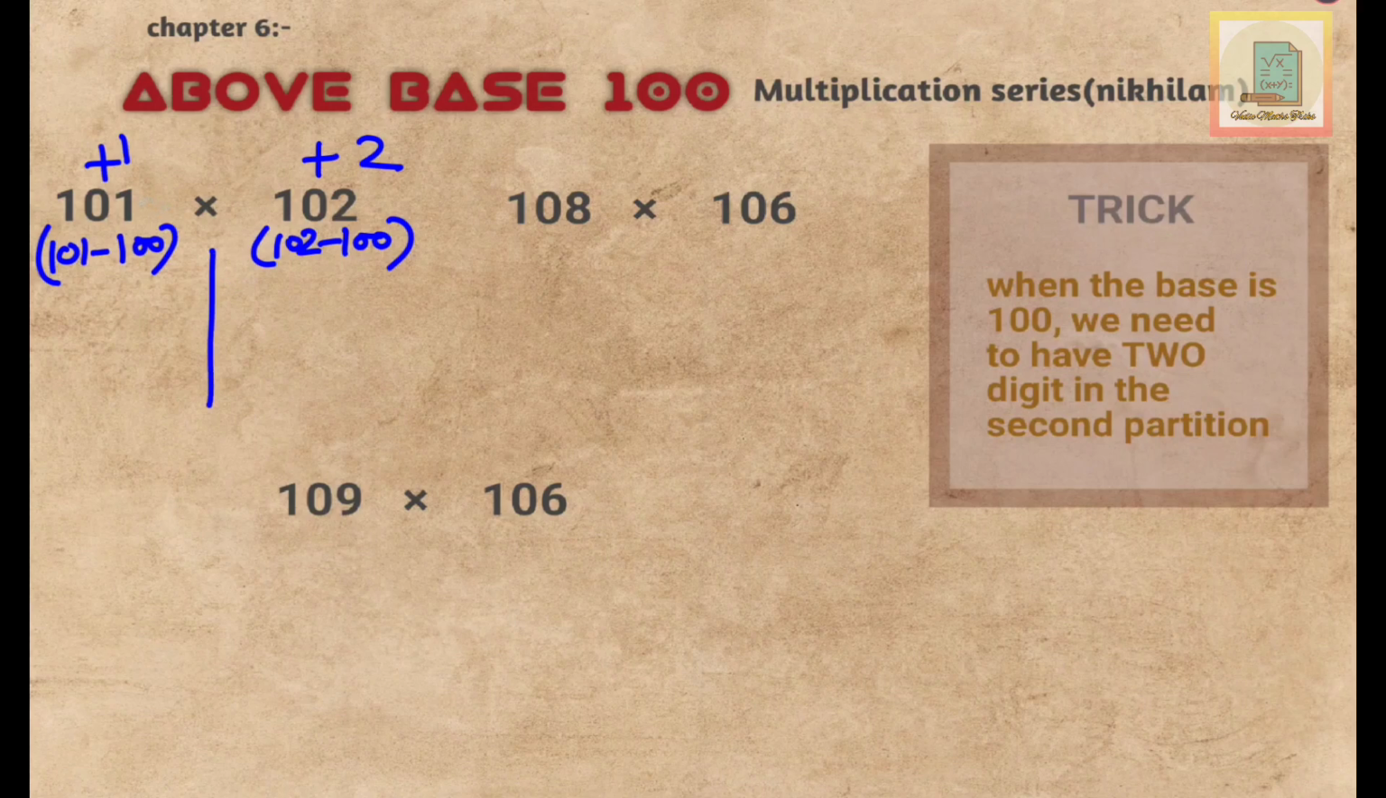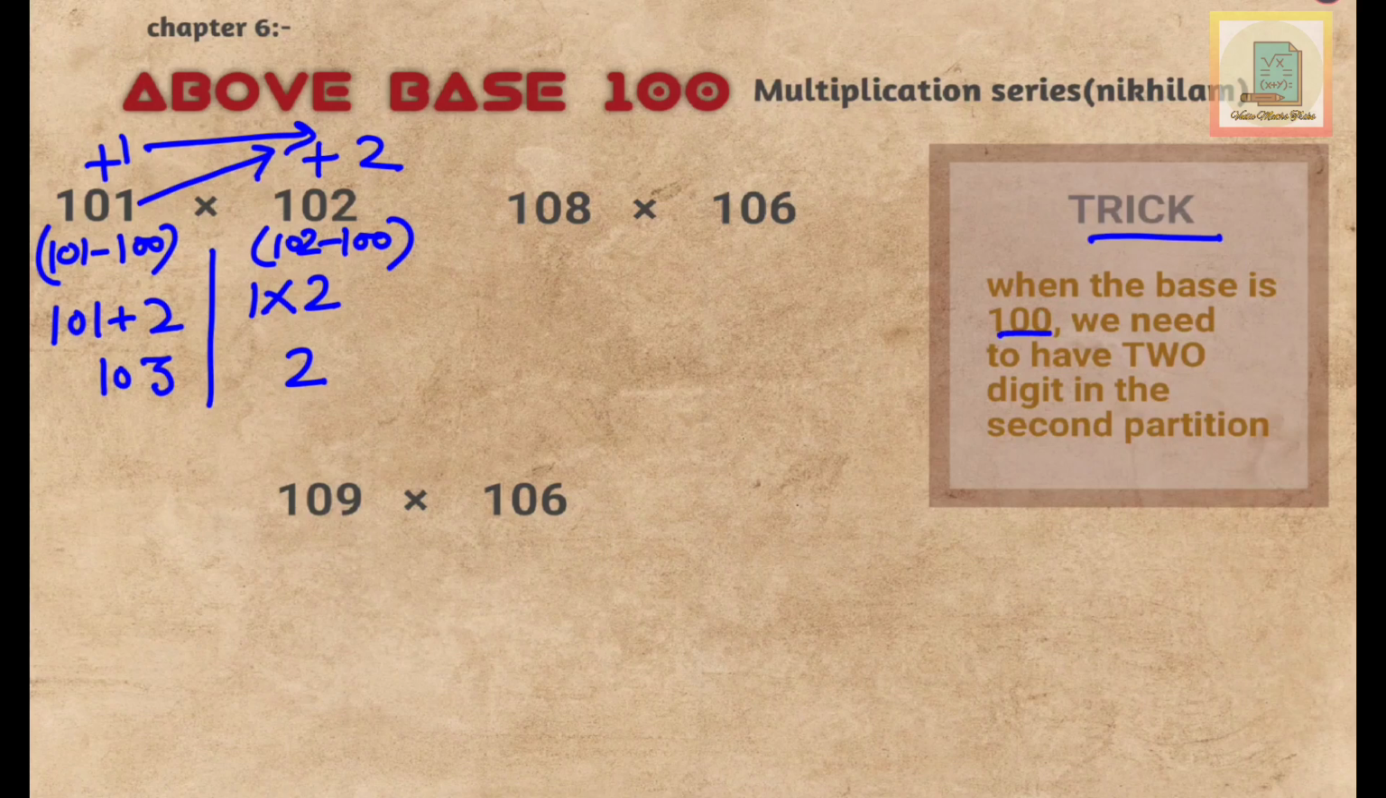In the first partition, first number plus the second deviation, which is 101 plus 2, and in the second partition we get 1 multiplied by 2, which is multiplying the deviations. Now 101 plus 2 gives you 103, and 1 multiplied by 2 gives you 2. So now the trick is that when the base is 100, we need to have 2 digits in the second partition, but here we have a single digit, so we'll add 0 before the number. So the answer will be 10302.